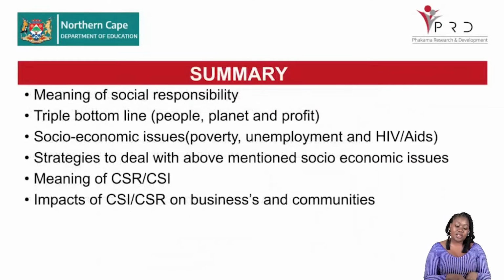Okay, so let us summarize what we have done today. So what we have discussed today in this lesson is the meaning of social responsibility. We then discussed the triple bottom line and how it links to social responsibility, or the relationship between social responsibility and triple bottom line. We also discussed the socioeconomic issues, and remember, grade 12, we're only focusing on 3 socioeconomic issues, which is poverty, unemployment, and HIV and AIDS. Then we also discussed the strategies to deal with the above mentioned socioeconomic issues, and then we also discussed the meaning of CSR and the meaning of CSI. We discussed the impacts of CSR and CSI.